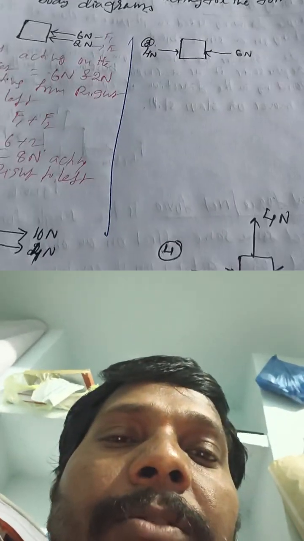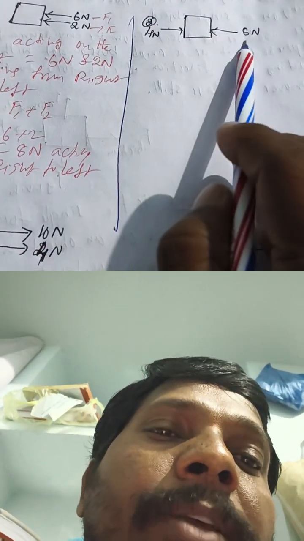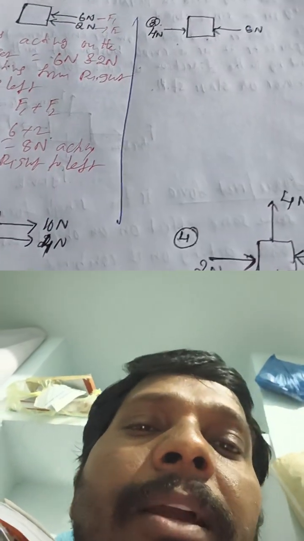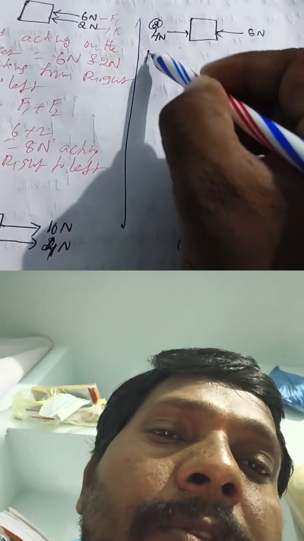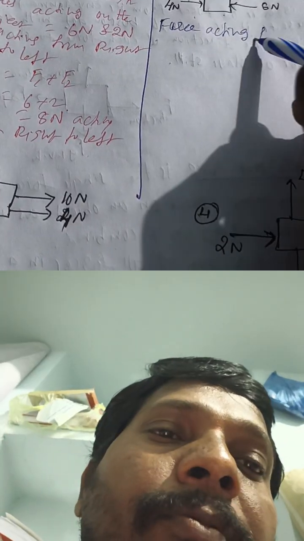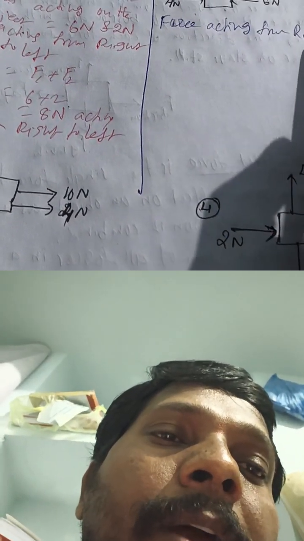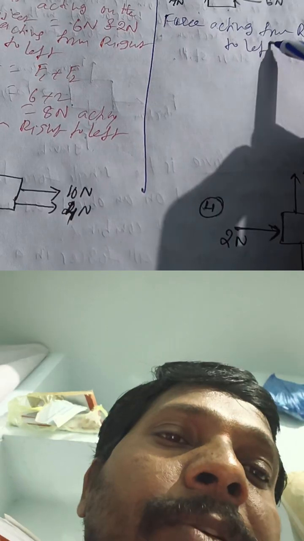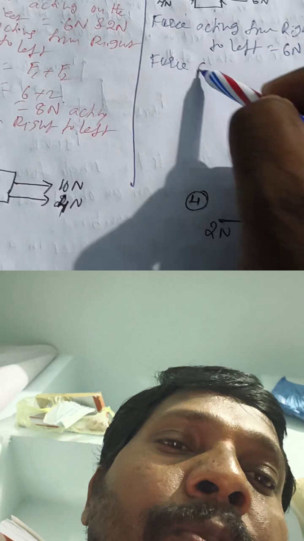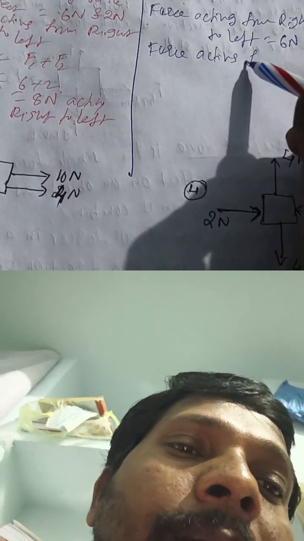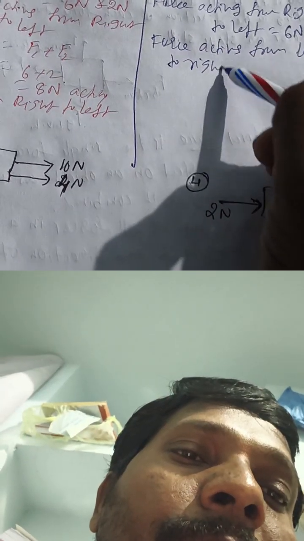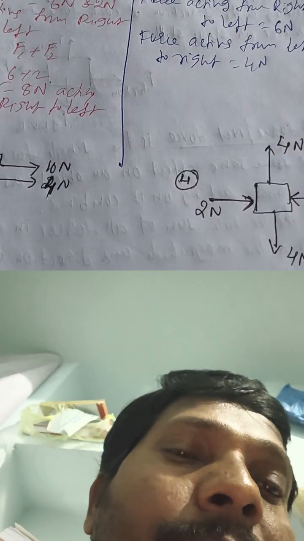Okay. Then let us do the second one. Two forces acting as usual. One is acting from left to right, the other one is acting from right to left. So force acting from right to left is equal to 6 newtons. Then force acting from left to right is equal to 4 newtons.